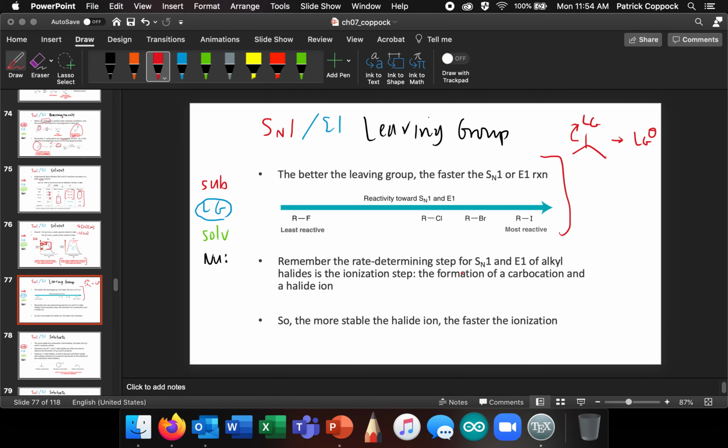the faster this is going to happen. So remember, the rate limiting step for SN1 and E1 is the ionization step, which is what we're talking about here. Oops, that's a secondary. So here's a secondary, right? And here's our carbocation intermediate. Since the formation of the carbocation intermediate is the rate limiting step, the quality of the leaving group substantially increases or scales with the speed of this reaction.